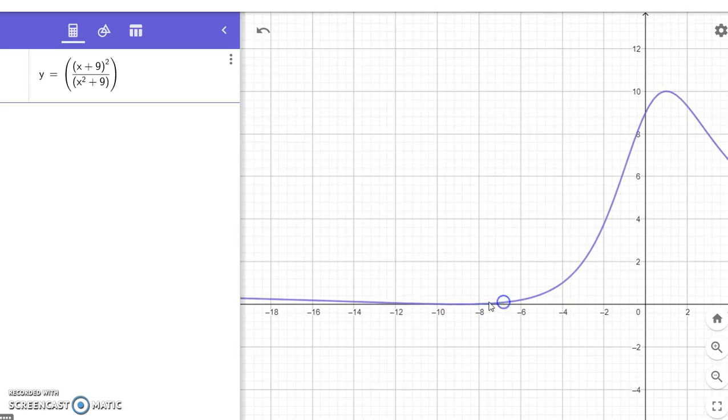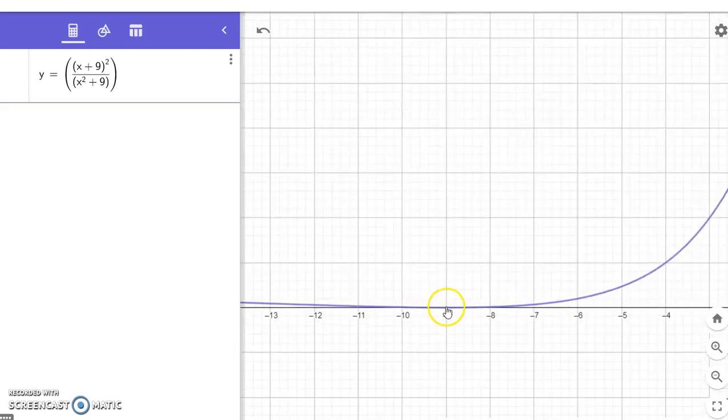Let's see if we can get it to. Yep, right there. And you see how it kind of dips down, hits -9, and then starts going back up. So this would be a minimum value.